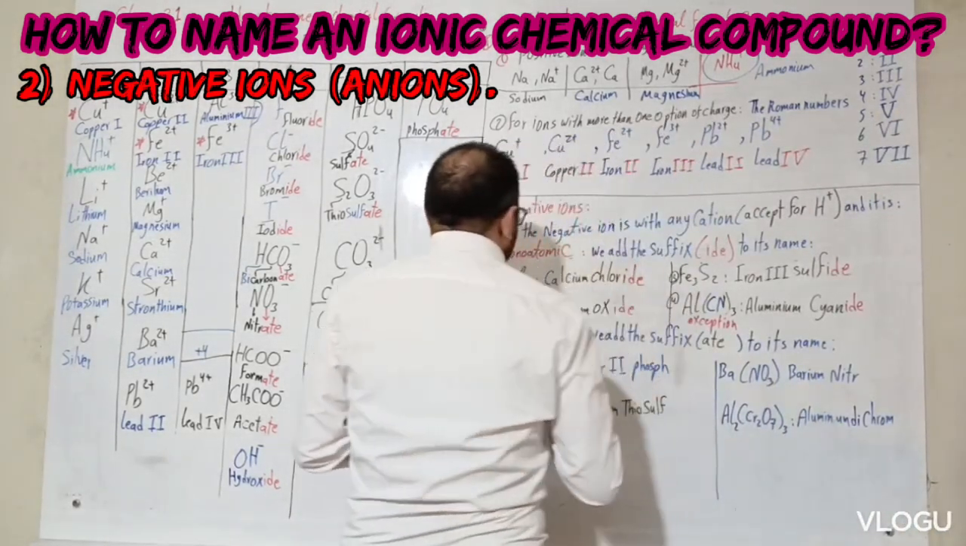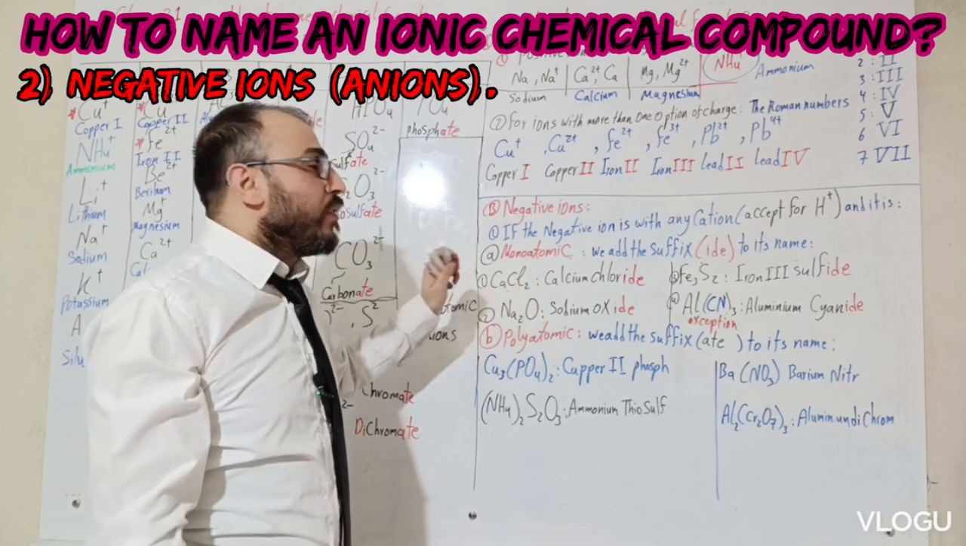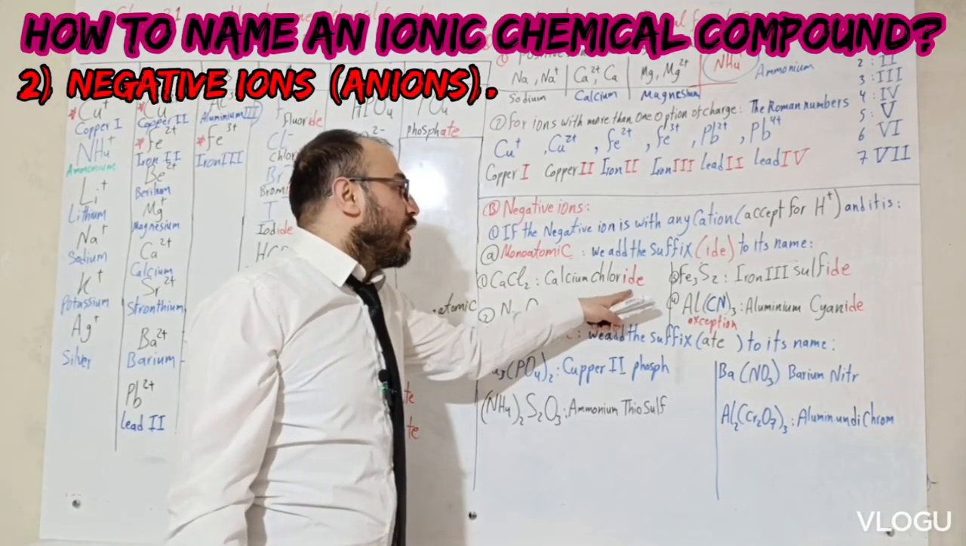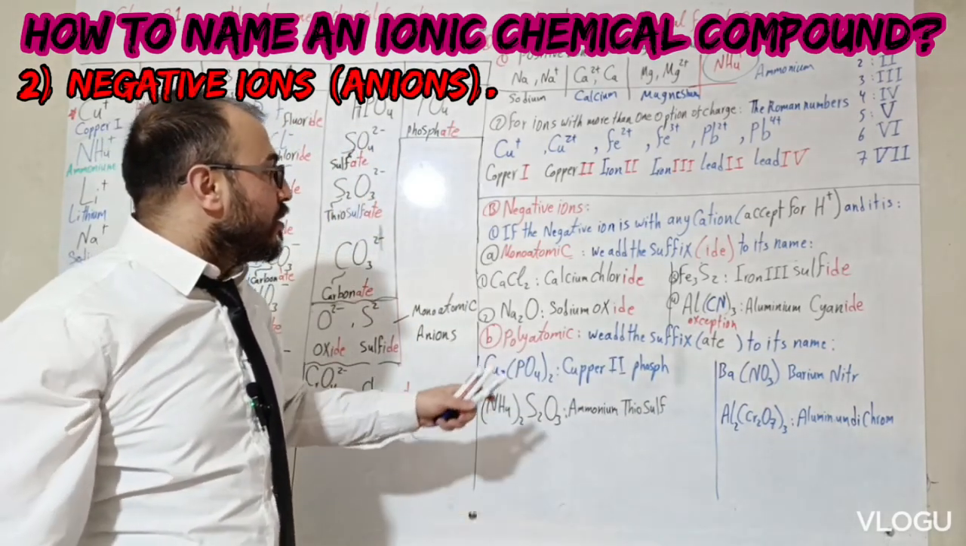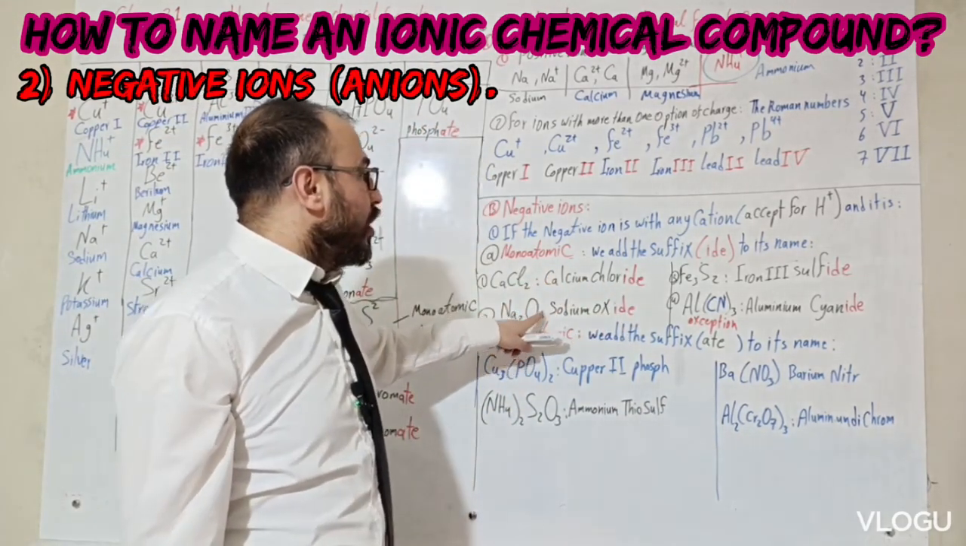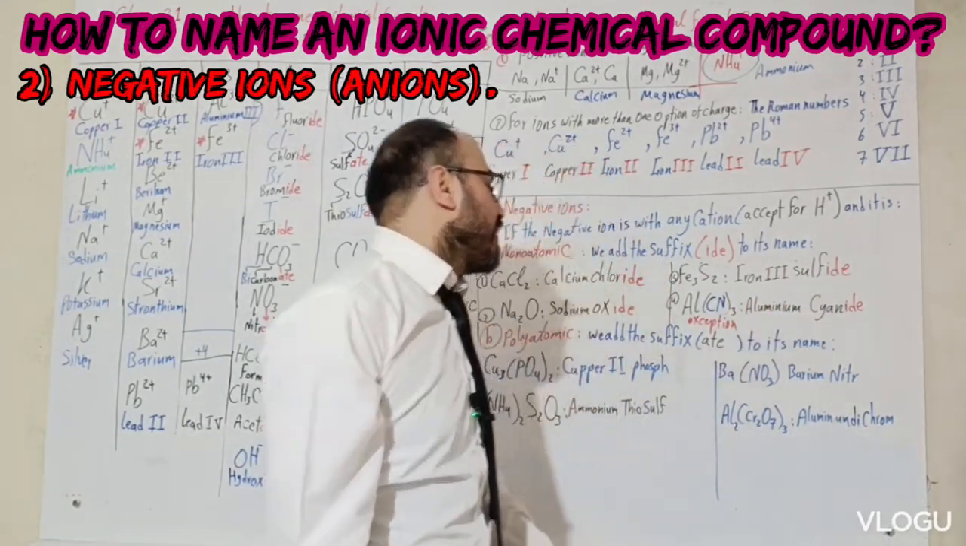Again, my friends, generally, if the negative ion is monoatomic, its name will be changed when it becomes a negative ion. We add the suffix "ide" to its name. So chlorine will be chloride, oxygen will be oxide, sulfur will be sulfide, and we have the exception here, cyanide.